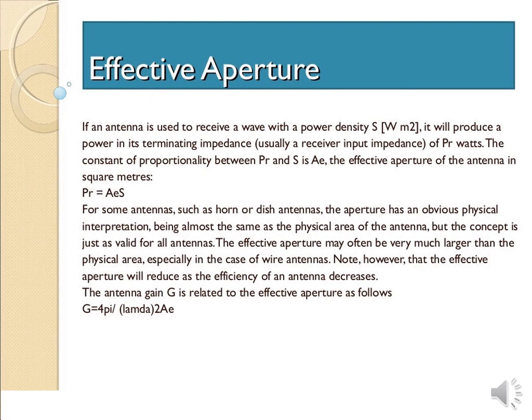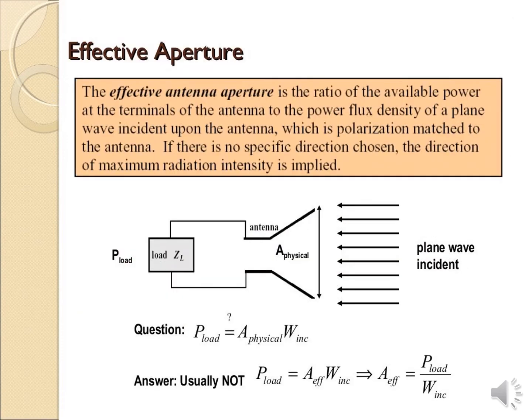Next is effective aperture. Effective aperture is used to receive a wave with a power density, and it produces a terminating impedance. We can calculate it in terms of the proportionality between PR and S. In general, we can give it by the equation PR is equal to AE times S. So this is the effective aperture of the antenna.